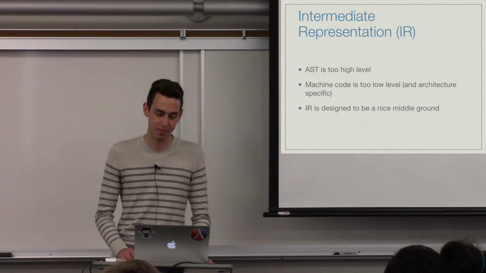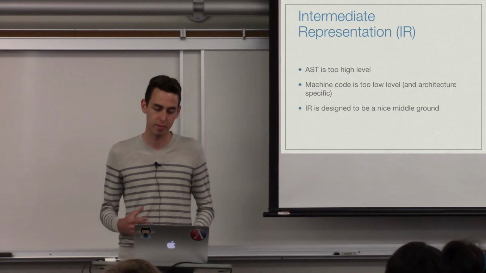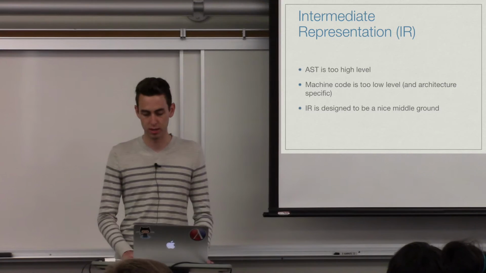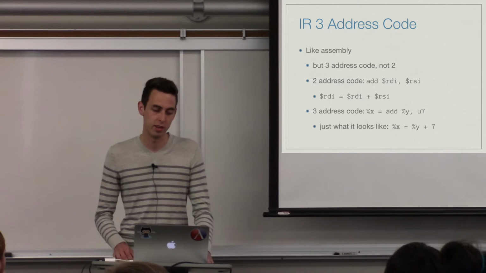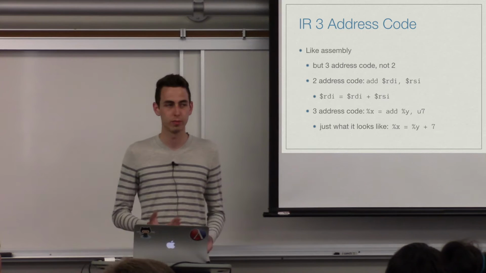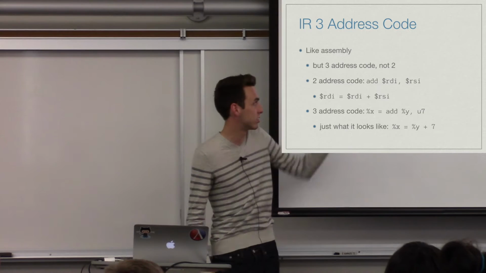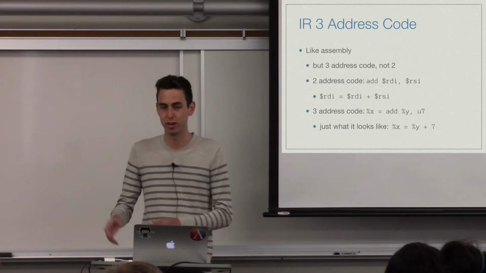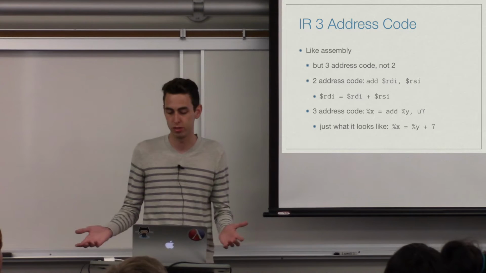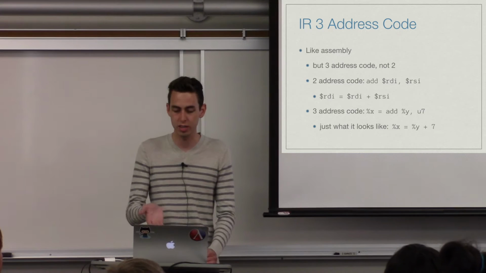And so the IR has some design trade-offs in this space that make it a really nice middle ground between something like the abstract syntax tree and the machine code that you're addressing. One difference is that if you have taken 225 or 315, you know that most of the machine architectures you work with are two address codes, which you can see on this line: things like add RDI RSI actually expands out into RDI equals RDI plus RSI, which is kind of a pain. In an intermediate representation, you can design it however you want. So LLVM does it as a three address code. So you actually can do X equals the addition of Y and 7.